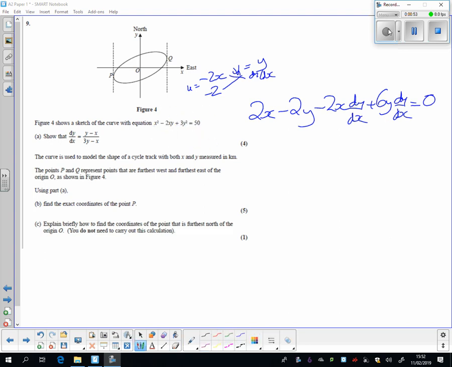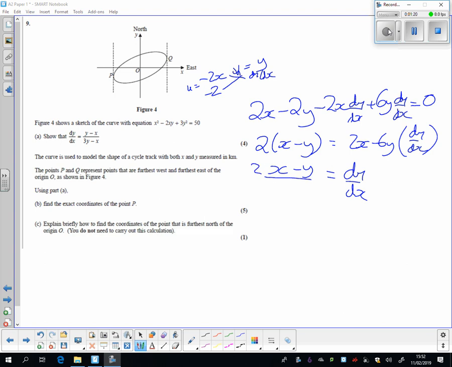Now we're going to do some tidying up here. If you look here, I've got 2 lots of x minus y there. And on the other side, I've got 2x's minus 6y's, lots of dy by dx. So if I divide both sides by that, I'm going to get x minus y, 2 of those. I've also got a 2 here as well, 2 lots of x minus 3y. The 2's cancel, and I've actually rearranged it incorrectly. It's the other way round. So I'm just going to times top and bottom by -1.